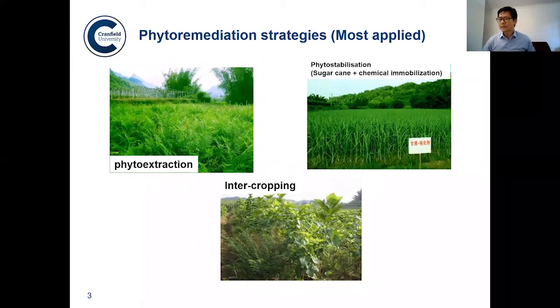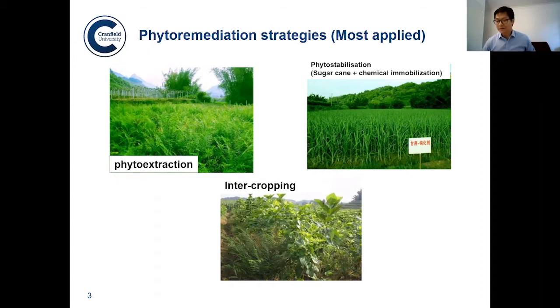Because cadmium is very difficult to be accumulated by a plant, by any known plant, in this particular case what we've been doing is to use chemical immobilization plus the planting of economic plants, which is sugarcane, to restrict the movement of the cadmium. And it's always good practice to use intercropping to maintain the soil conditions.